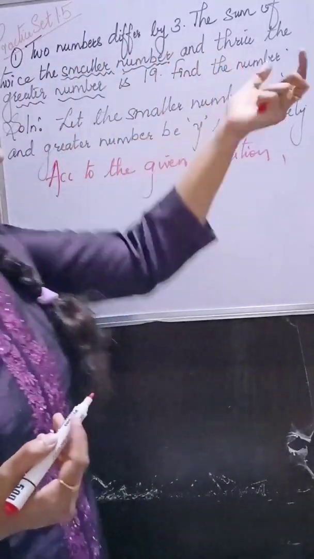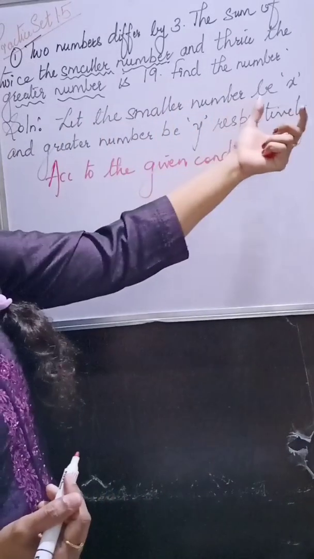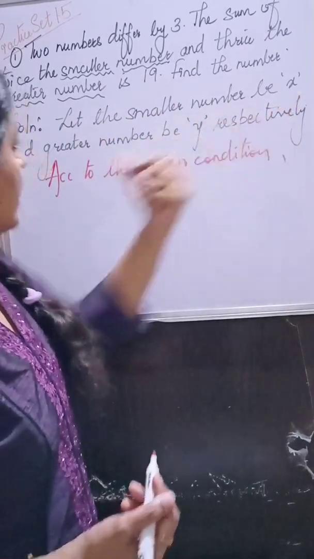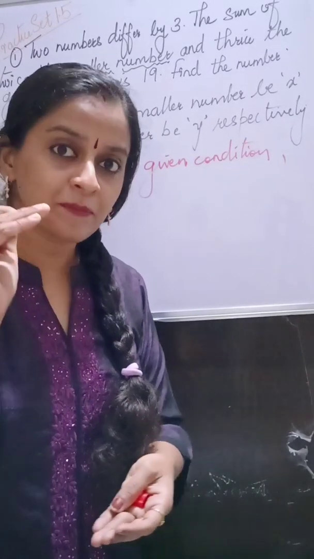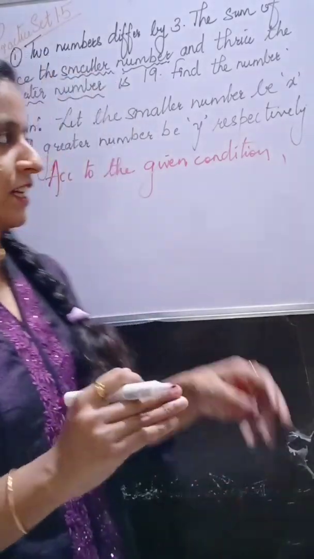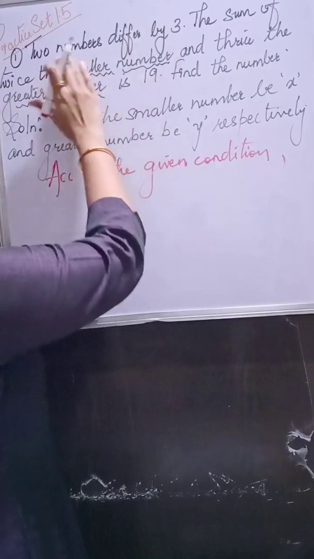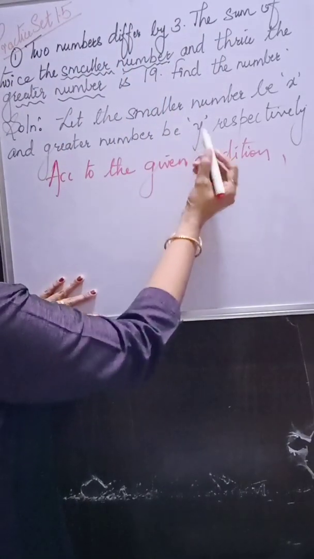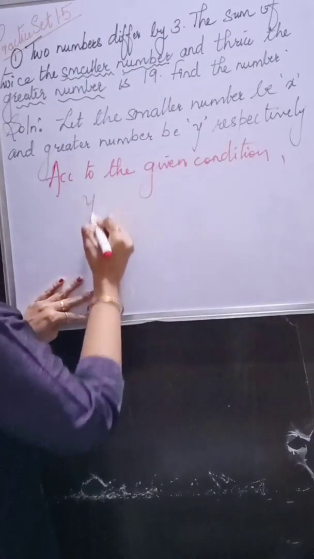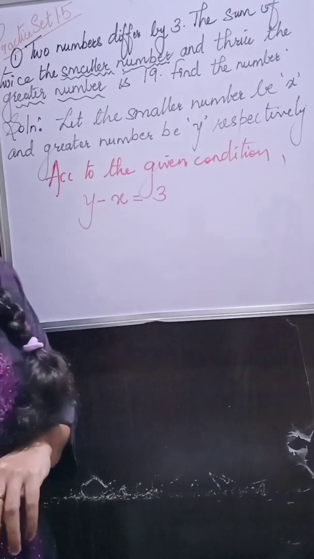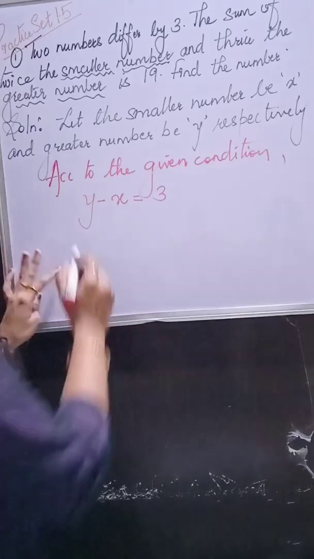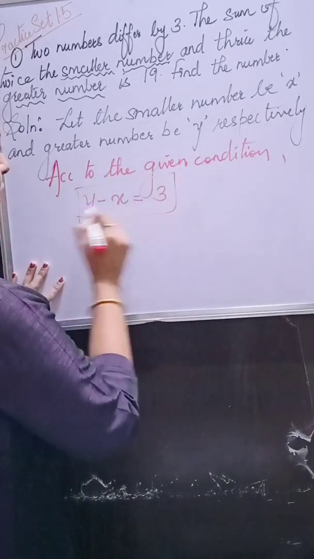Two numbers differ by 3. What are the two numbers that we have taken? Smaller number x and greater number y. So we always subtract smaller number from the greater number. So how will we write this? Two numbers differ by 3 means we will write greater number is y, so y minus x is equal to 3. Got your first equation: y minus x is equal to 3.